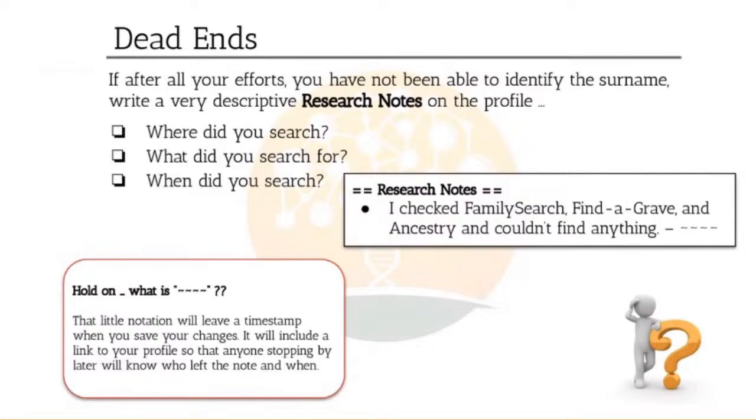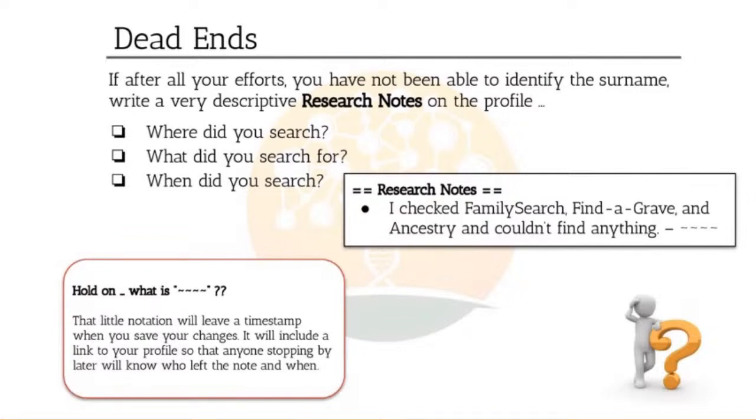Sometimes it's a dead end. You do all this work, you try all these hints and some others that you know that I don't, and it's a dead end. But you want to at least leave research notes on the profile that says when you searched, what you checked, what you tried to do, something along the lines of, I checked FamilySearch, FindAGrave, and Ancestry and couldn't find the last name at birth. And leave it and hope that that keeps someone else from retracing your footsteps, doing the same work again. But maybe they'll have different information that supplements what you did.